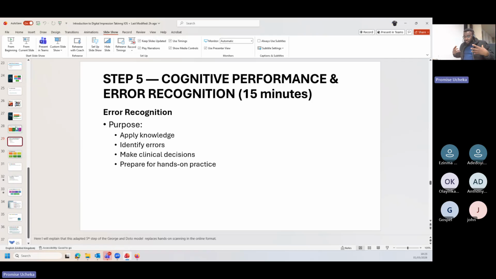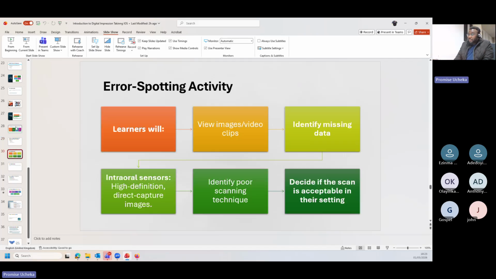When you can visualize yourself doing this, you can practice it in your mind, and you've been able to express it to us. You've been able to have that conversation with your peers. This can help to prepare you for any hands-on practice that will be coming later. Okay, so I'm going to show you one of the videos that you've seen previously. I need you to try to now identify missing data from the video.